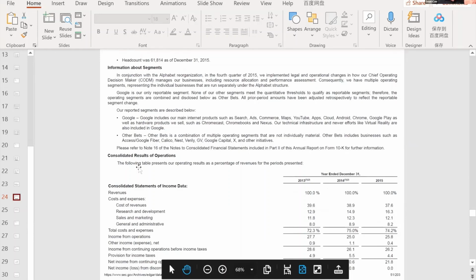So this section just describes each segment in a detailed way. In the online business, how much money do they earn? In AWS, how much money do they earn? So in this section, they break down the segments.